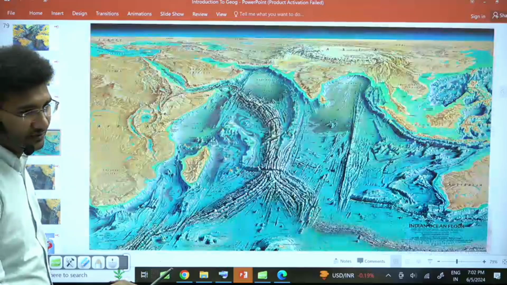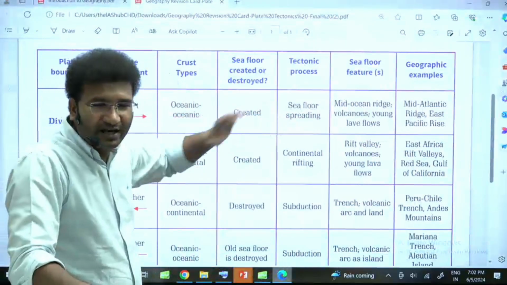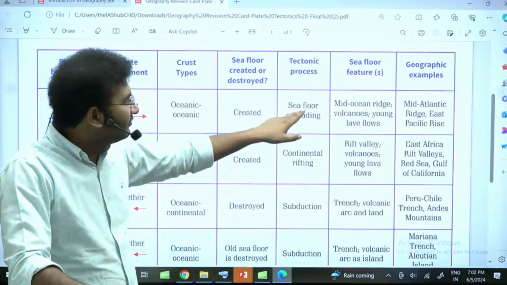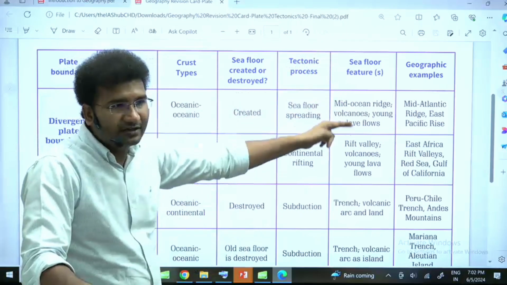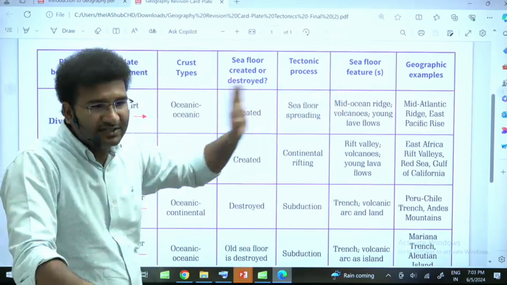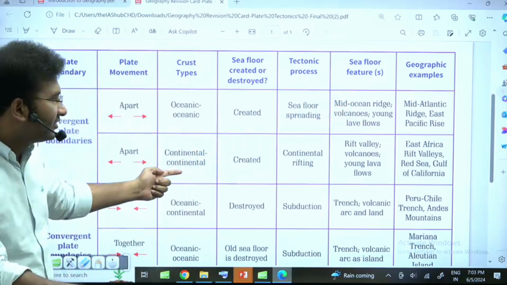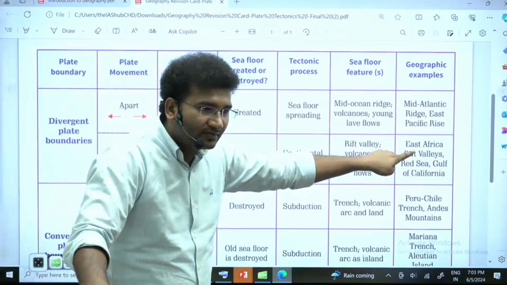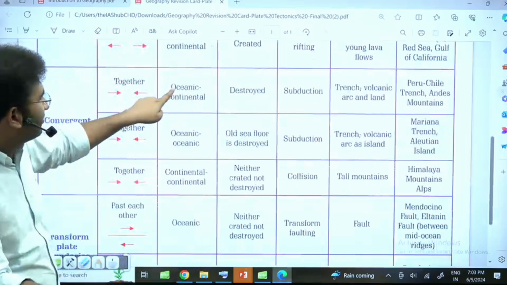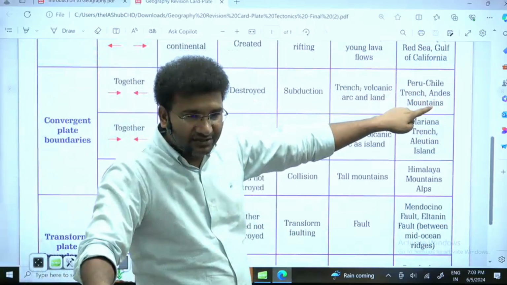Ocean divergence. So look here. Sea floor is spreading. I did not explain what is sea floor spreading theory. Tomorrow I'll explain. This is sea floor spreading theory and middle oceanic ridges. Volcanoes बनता है. Examples, mid-Atlantic and Pacific ridge. Right? Likewise, continent, East African Rift Valley. Now convergent plates, ocean continent, Peru, Chile trench, Andes trench.